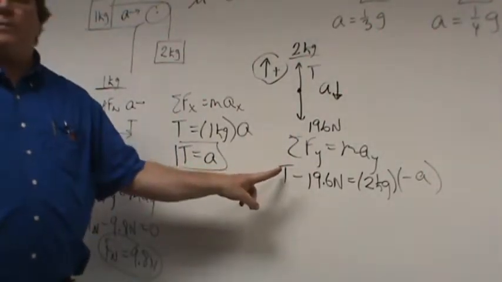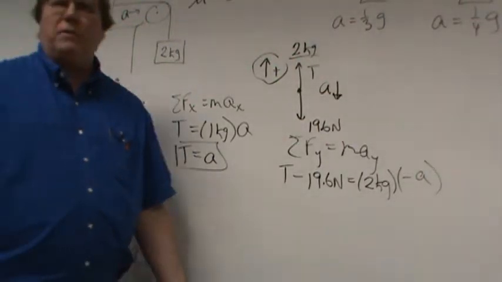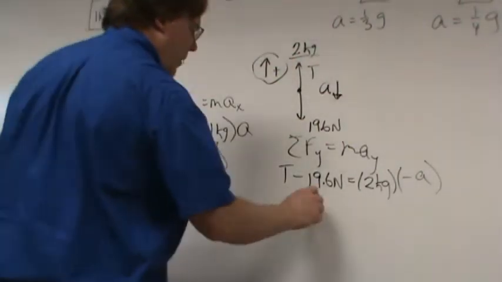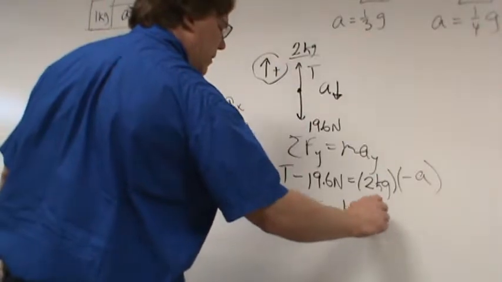Yeah, they get switched, 19.6 minus T. And that's fine if that's the way you like to roll. It's up to you. So I got T equals 19.6 minus 2A.